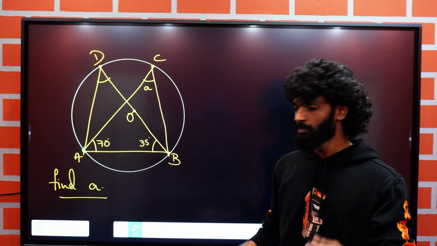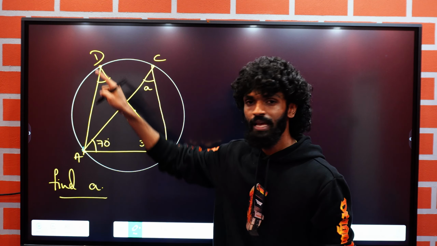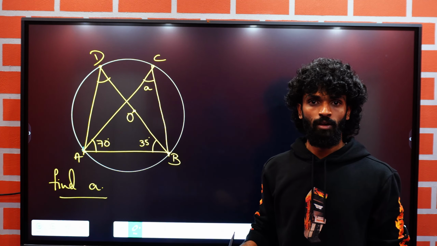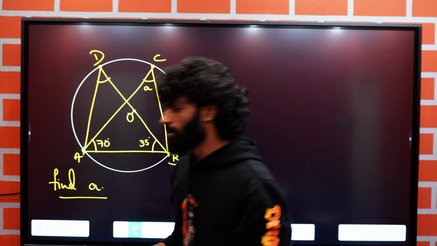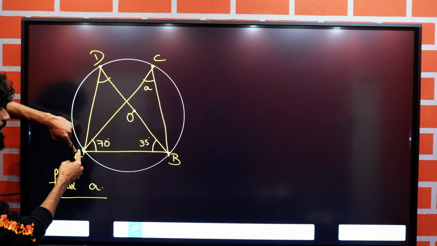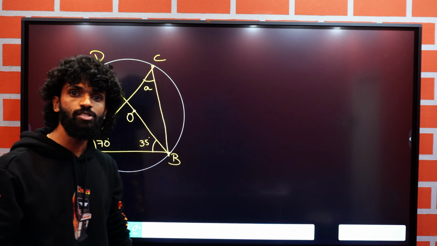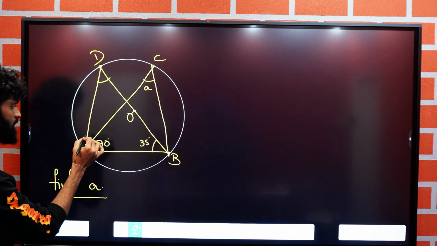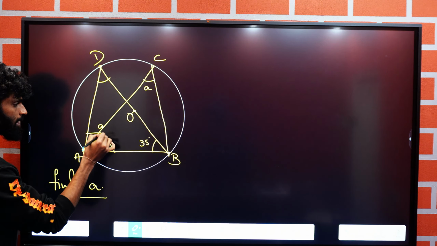Why am I calling it to be very simple? Because BOD is the diameter of the circle. Fine. Theorem number 3 will apply here. BD is subtending an angle towards A, which means theorem number 3 states what? Angle in a semicircle is always right angles. This whole angle becomes 90 degrees.